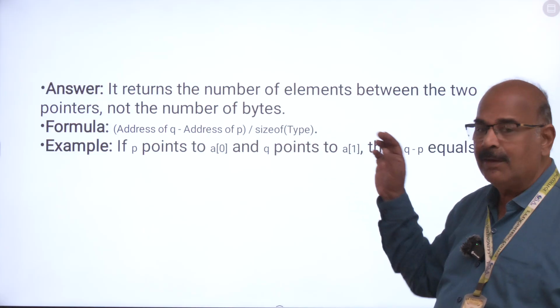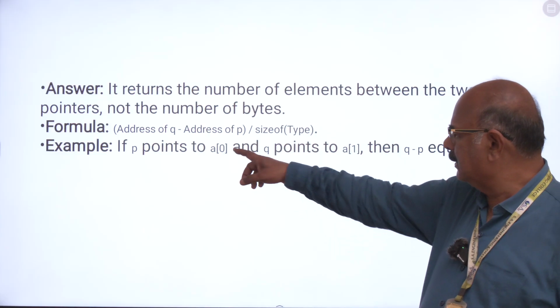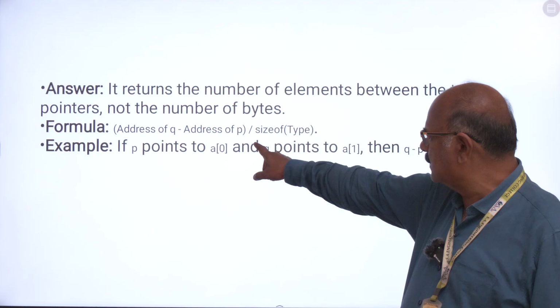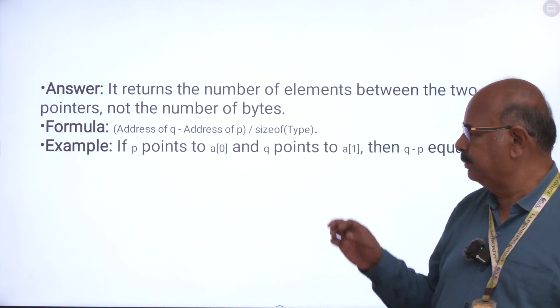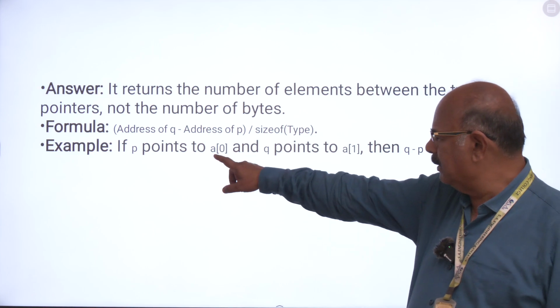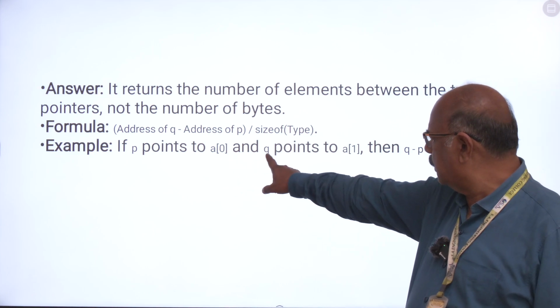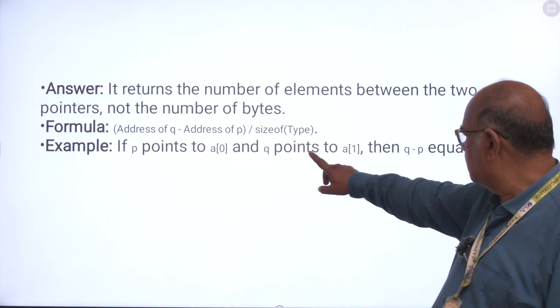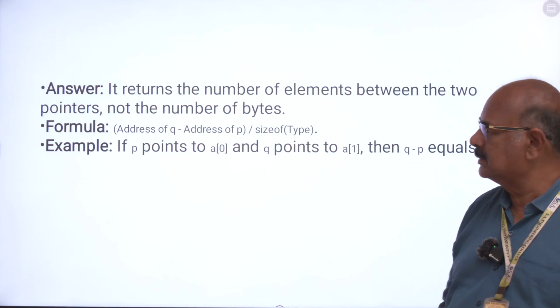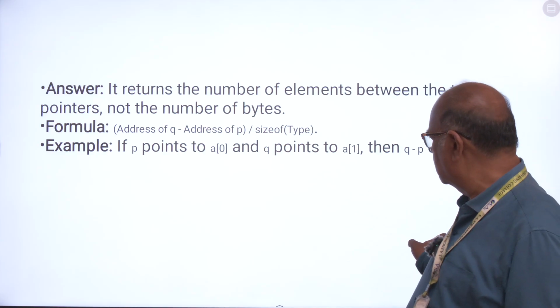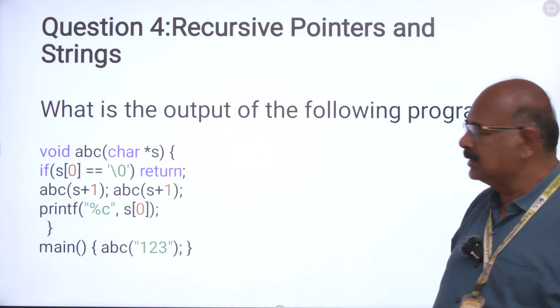Not the number of bytes. The formula is the address of Q minus the address of P, divided by the size of the type. For example, if P points to A[0] and Q points to A[1], then Q minus P equals 1. That is one of the important things you have to notice here. Next one.